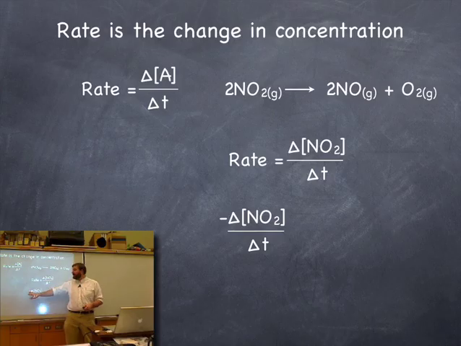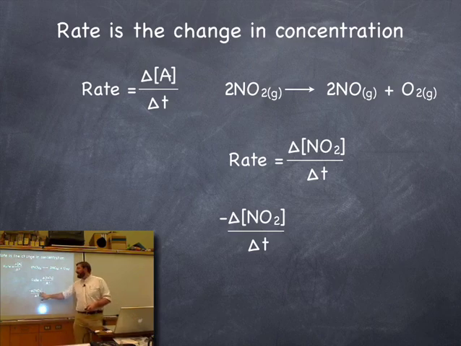It will be negative. We put a negative sign on it because we will use up the NO2. So the rate of change is always expressed as a positive value, even though it's actually decreasing. That's why we have to add this negative sign. So we put the negative sign here because we're using up the NO2.